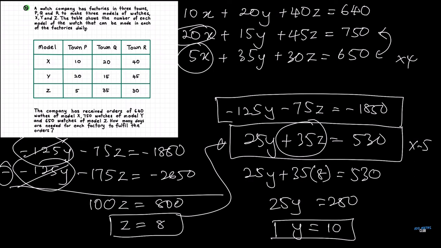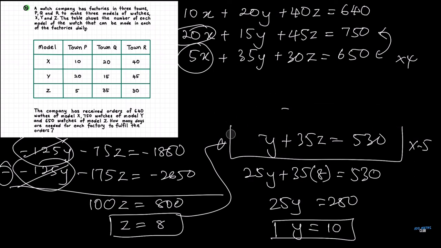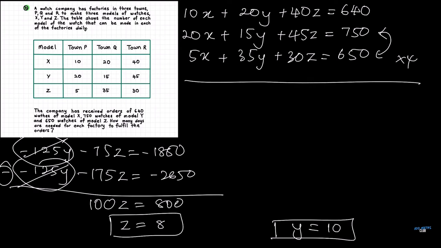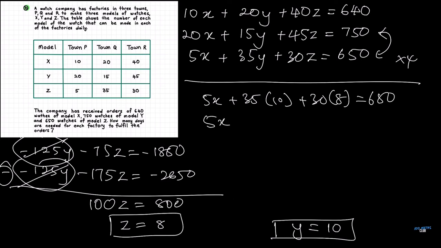What do I do? Reverse, go back to first equation, second equation or third equation. Mana-mana satu pun boleh. Okay? So let's fill up in equation 3, let's say. Anything pun boleh. But I'm just going to put equation 3, 5x plus 35y, which is 10, plus 30z, which is 8, equals to 650. 5x plus 350 plus 30 times 8 is 240 equals to 650.